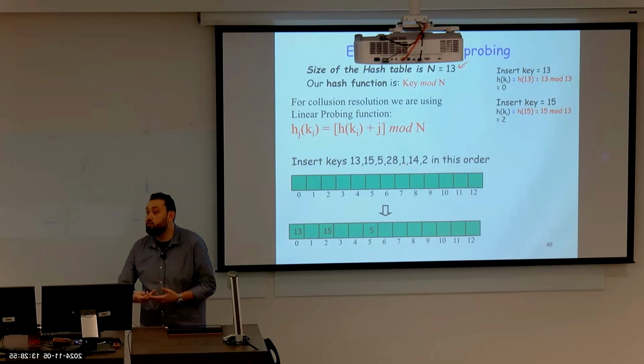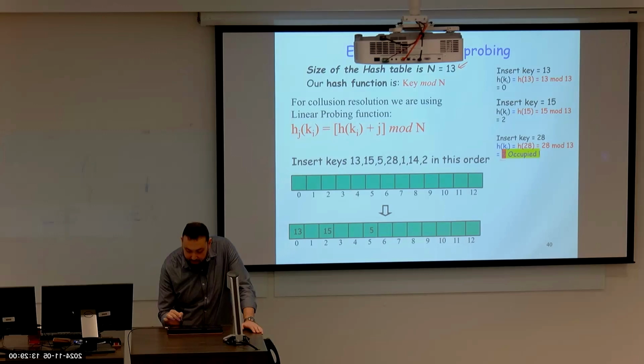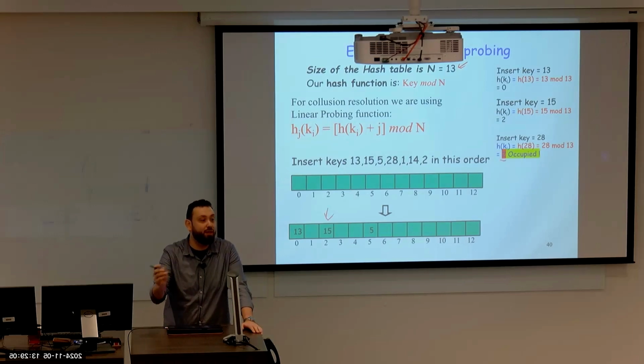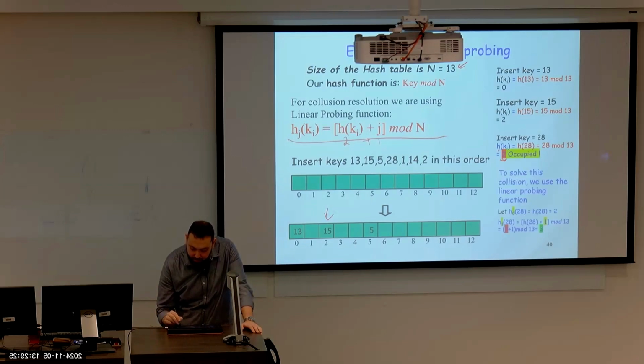Now 28. So what's going to happen? If I do 28 mod 13, I'll get 2. 2 is occupied. So what should I do? In this case, I'm going to go for the collision resolution function. So I'm going to put this here, 2 plus j. This is H0. So what is H1? 2 plus 1 mod n. That's what's going to happen here. That's H of 28. I already solved it as 2 plus 1 mod 13. That's 3, and I'll insert it here at 3.